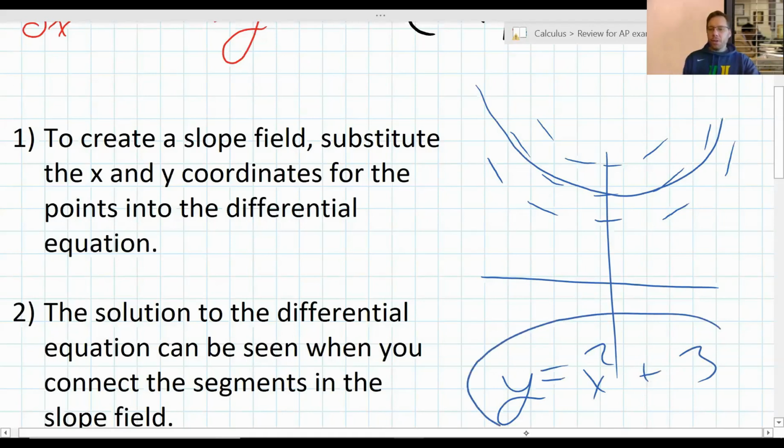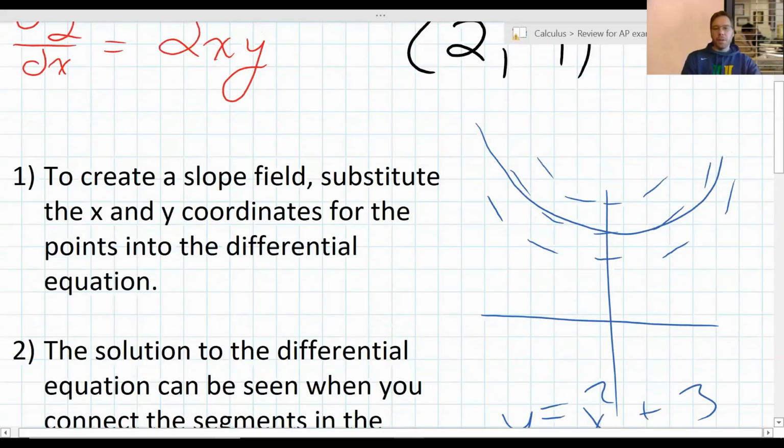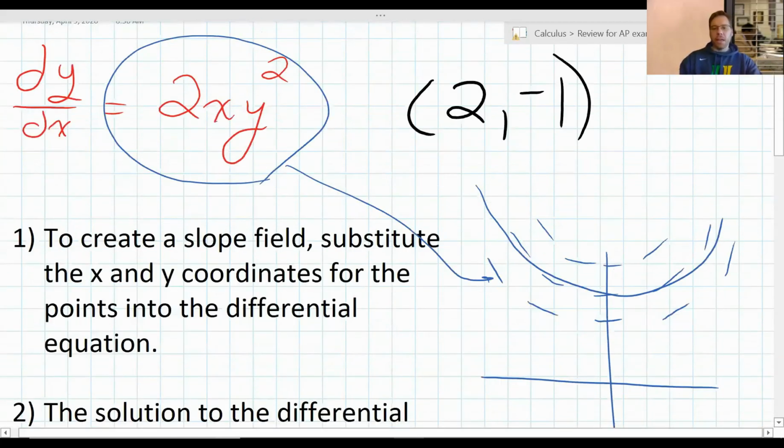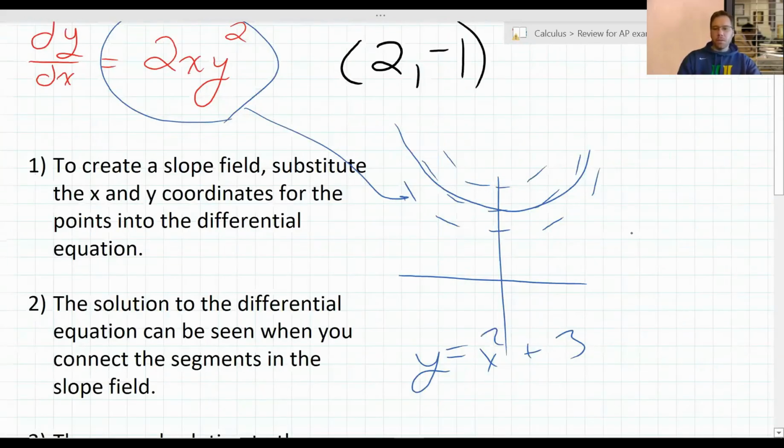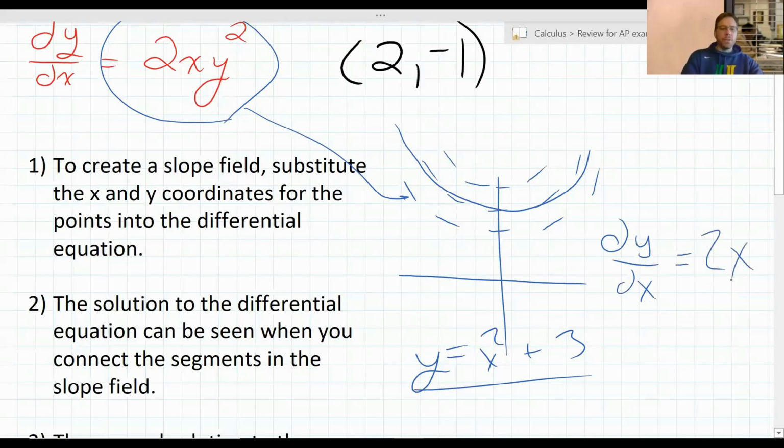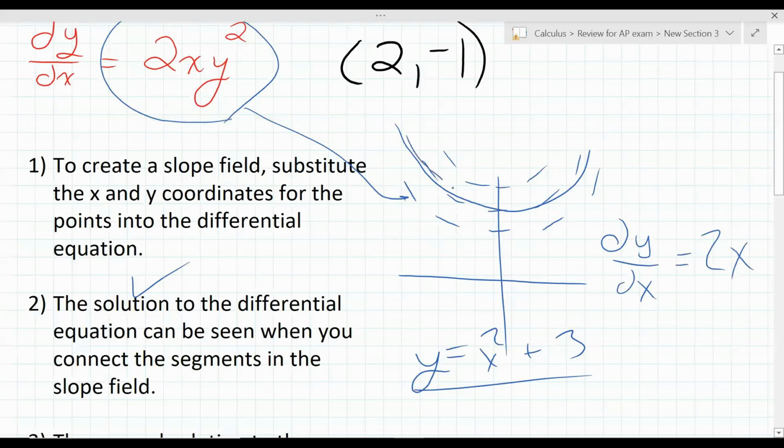But that is the solution, which means the differential equation, the equation I would have started with that would have made these little segments, should have been the derivative of this. So that would have been something like 2x, okay? So the solution to the differential equation is connect the dots.